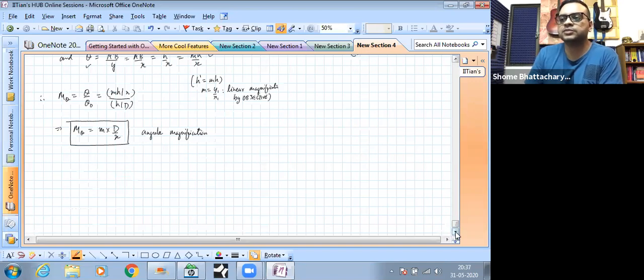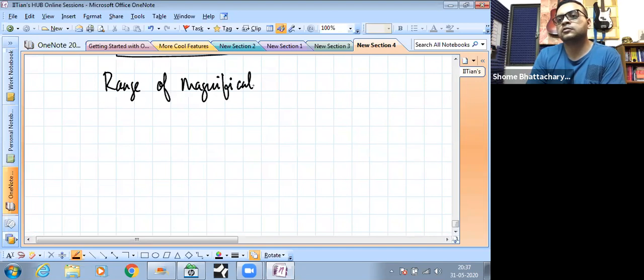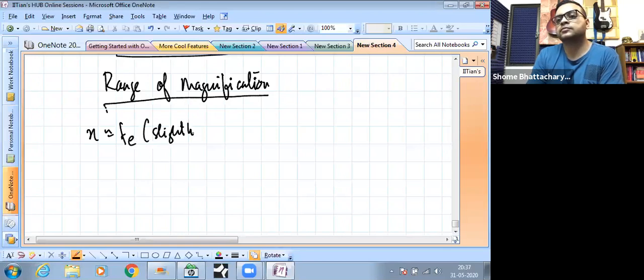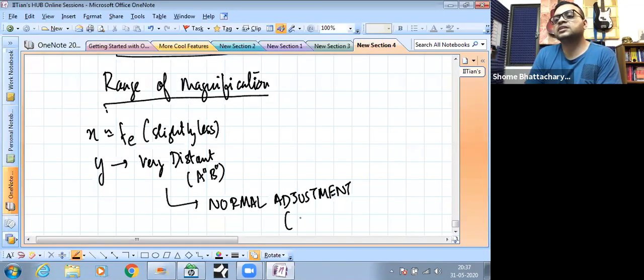Okay, now we come to the different types of adjustments. So you can see that for range of magnification, if we keep x almost at the focal position, slightly less, then the image is very distant. This is the position of A double prime, B double prime. So it will be what we call the normal adjustment position, which is basically minimum magnification, but comfortable for the eye. Okay, so it's comfortable to view.